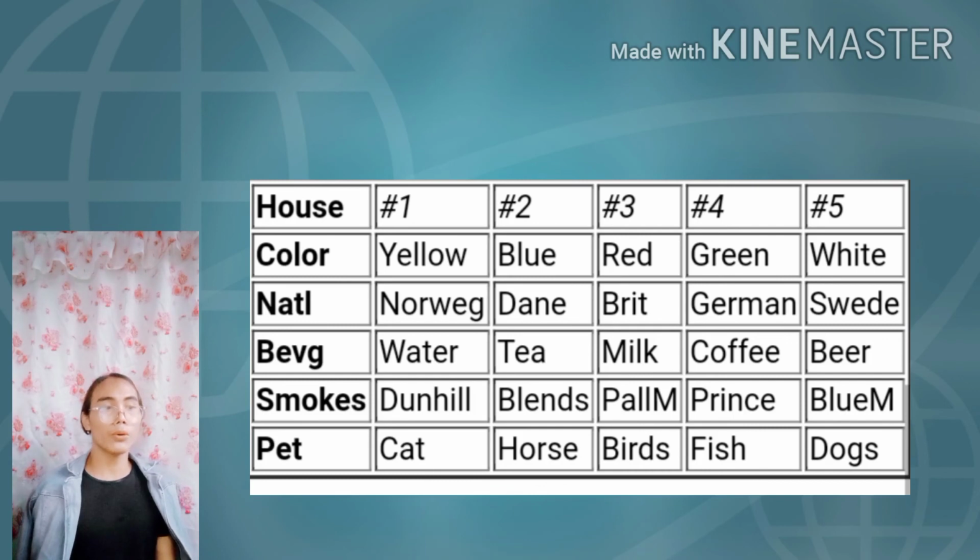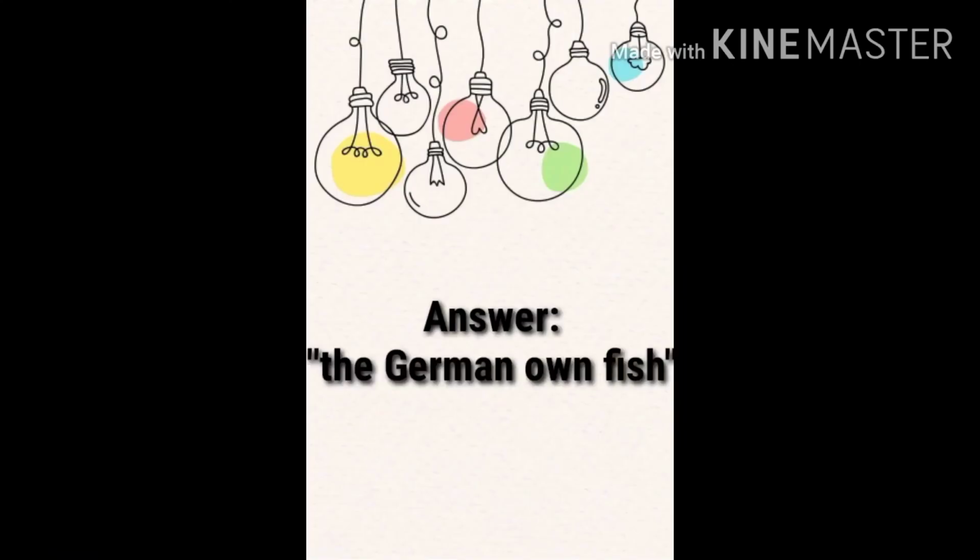We know that whoever smokes Pall Mall raises birds, so house number 3 raises birds. And house number 1 therefore has cats, since the only houses which could have had cats were number 1 and number 3, and number 3 has been eliminated. So the answer is the German owns the fish.